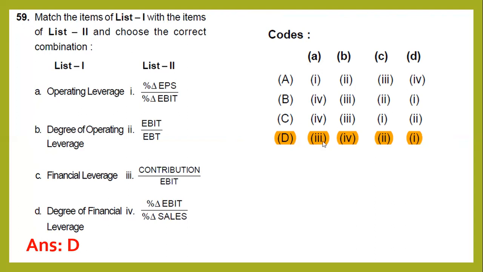For A it is 3: operating leverage is contribution divided by EBIT. For B, degree of operating leverage is 4, that is percentage change in EBIT divided by percentage change in sales. And for C, financial leverage, it is 2, EBIT divided by EBT. And the degree of financial leverage is 1, percentage change in EPS divided by percentage change in EBIT. So the correct option is D.